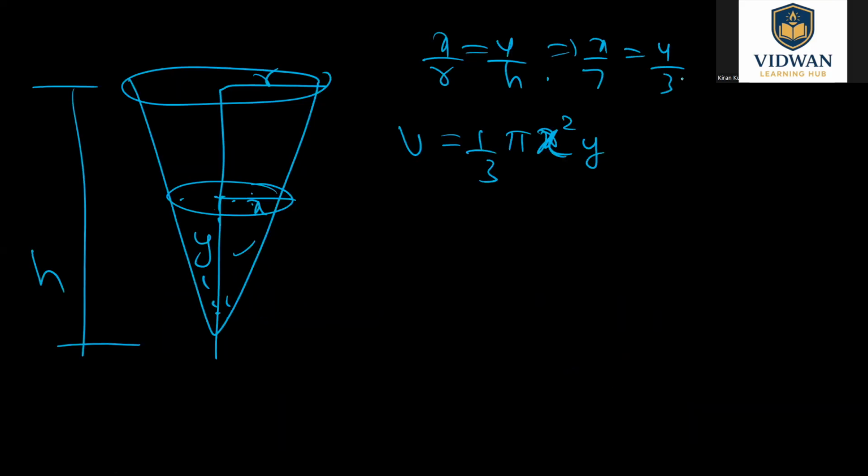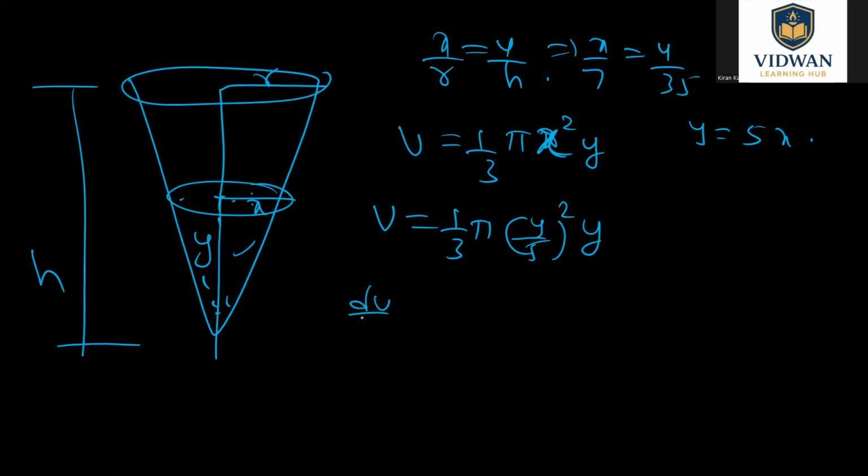X by 7 is y by 35. So from here you can say y is equal to 35 by 7, 5x. So volume can be written as 1 by 3 pi into x. You can write y by 5. So y by 5 whole square into y. This will give you rate of change of y if you differentiate it.